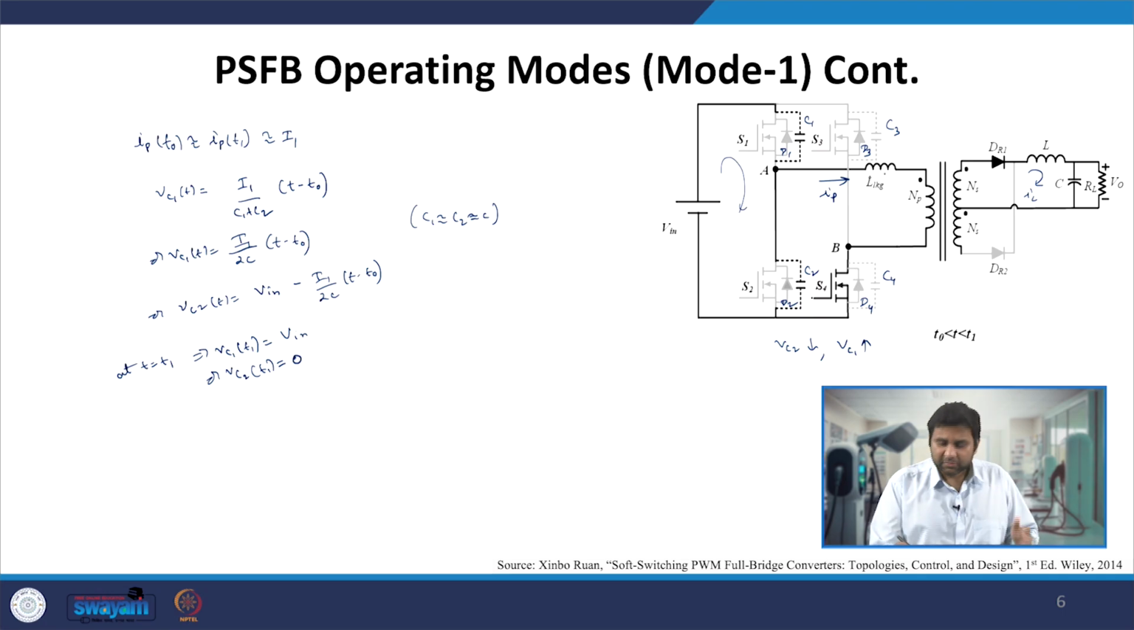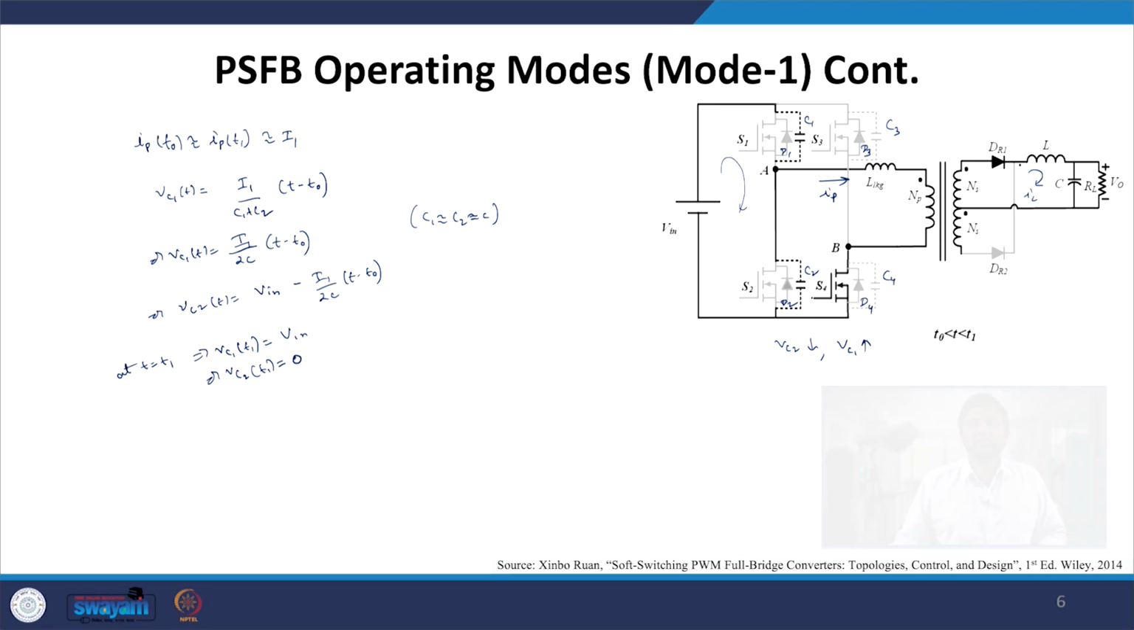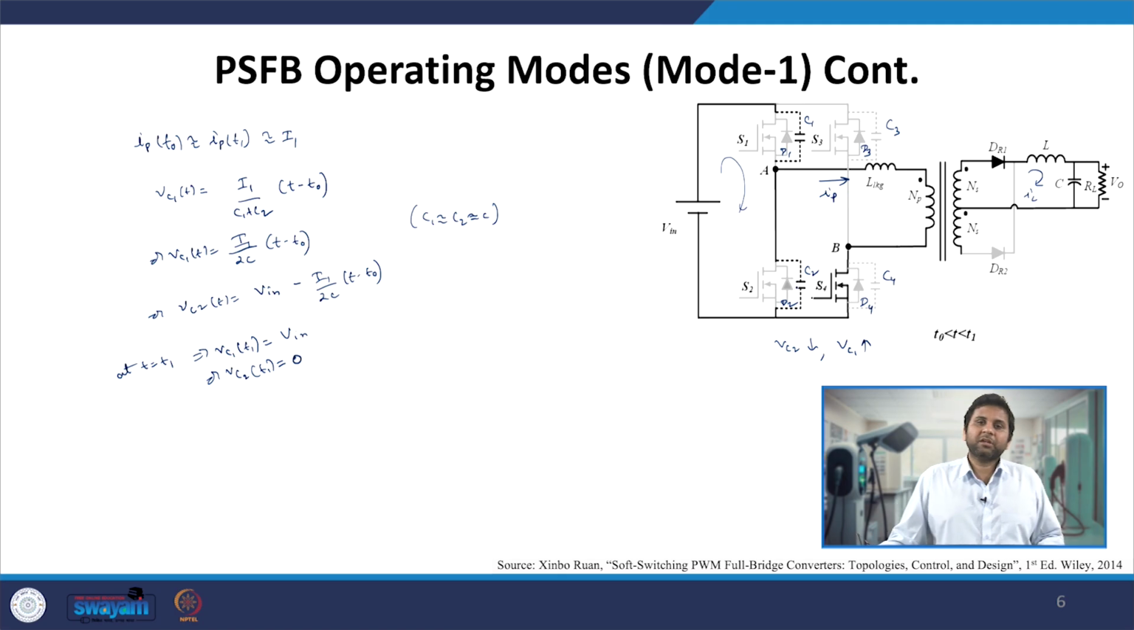In other words, this L leakage and this output inductor L come in series, and both these inductors, along with the load current, which is enormously higher, have a good amount of energy with them. This energy is charging the C1 capacitor and completely discharging the C2 capacitor to 0. That is when my D2 gets turned on, and that is when we can get S2 to be turned on with a 0 voltage switching.